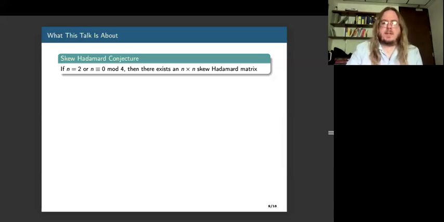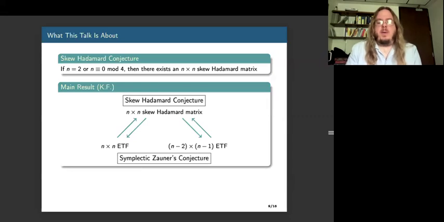And then the main result looks like this. So this is really just that diagram that we had from a few slides ago, but I've attached these two conjectures on the top and bottom. So really the statement of this main result lies in the arrows here. That is, if I have an n by n Skew Hadamard matrix, I get these symplectic ETFs of different sizes. And if I have those symplectic ETFs of different sizes, then I get an n by n Skew Hadamard matrix. So that's really the main result. I like to think of it as being this diagram.